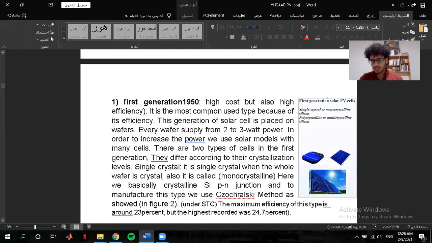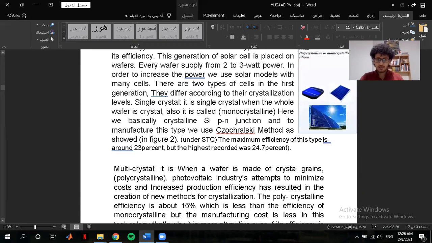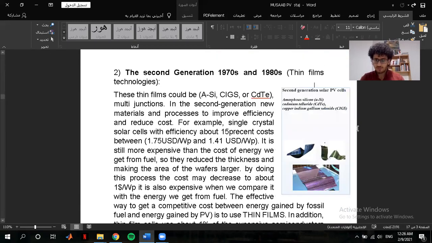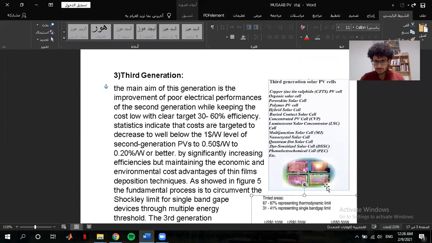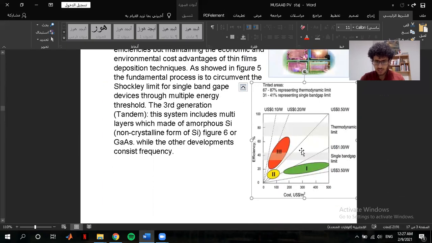I want to explain it. There are three generations of PV. The first generation used single crystalline or polycrystalline cells of silicon. The second generation used thin films. The last generation, the third generation, is that one.